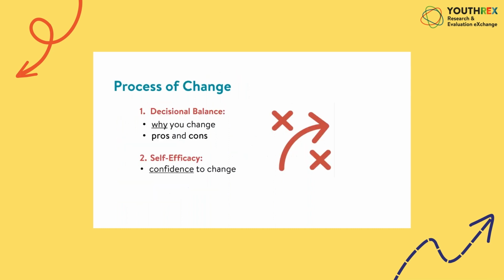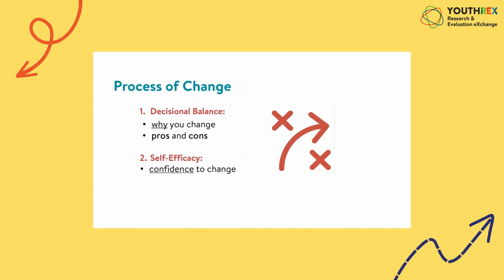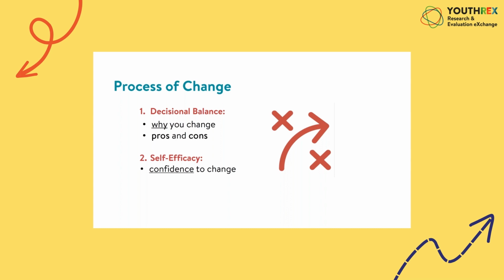Next slide, please. So the other two constructs we talked about in part 1 were decisional balance and self-efficacy. Again, decisional balance refers to weighing the pros and cons of making a change. So as youth progress through the stages of change, decisional balance shifts in some very critical ways. So when a youth is in the pre-contemplation stage, the pros in favor of behavior change are outweighed by the cons of change. So whatever they're doing, the behavior, although unhealthy, is working for them. In the contemplation stage, the pros and cons tend to be equally weighted, leaving that youth ambivalent.